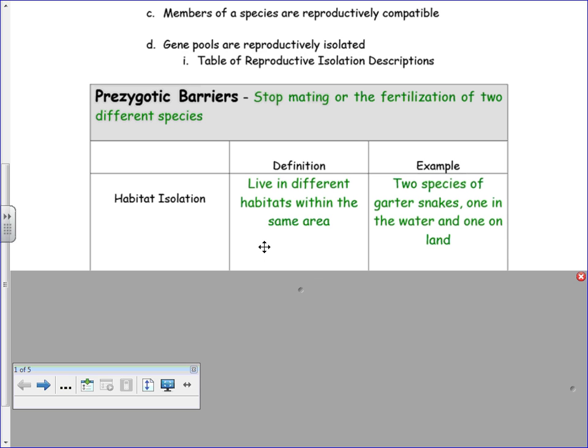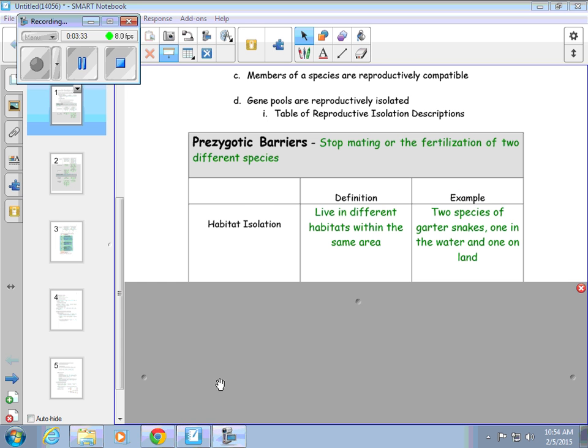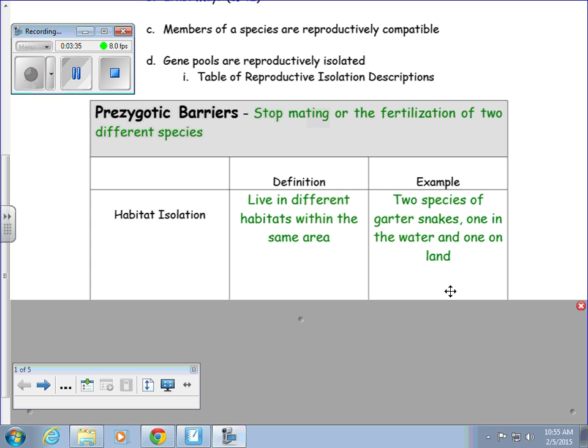This is where two organisms live in very different habitats within the same area. An example of this would be two different species of garter snakes, one that lives in water and one that lives on land. Because they require two different habitats, those types of snakes will never be in the same place at the same time and hence will never reproduce.